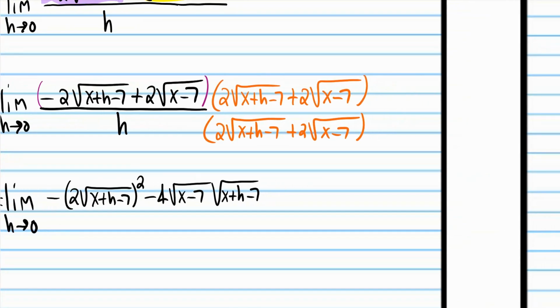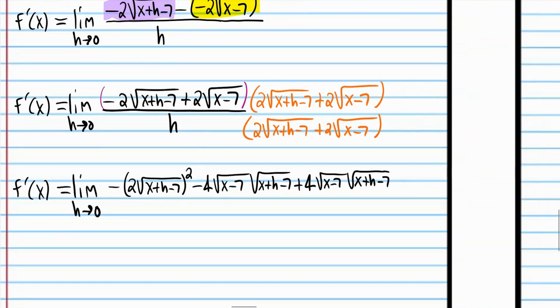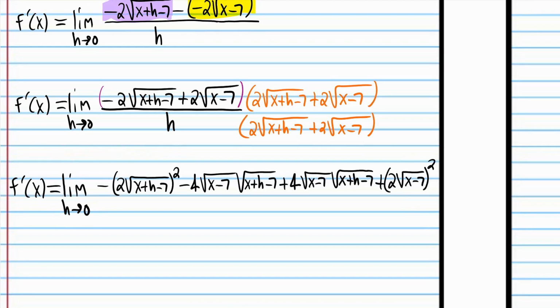Then we're going to multiply the inside terms. Again, we're using FOIL. 2 times 2 is 4. Then we have root x minus 7 times root x plus h minus 7. And then we're going to multiply the last terms, and we get 2 root x minus 7 squared. And I'm going to make some more room here. And that's all over h times 2 root x plus h minus 7 plus 2 root x minus 7.